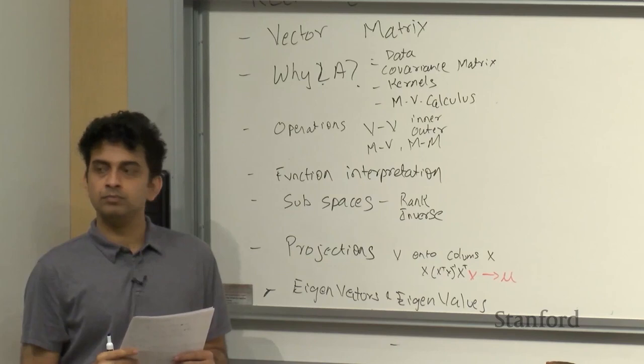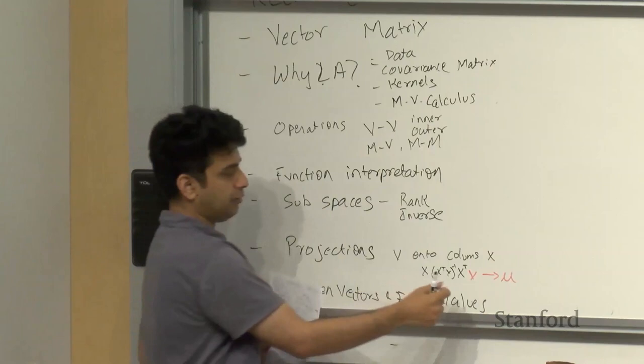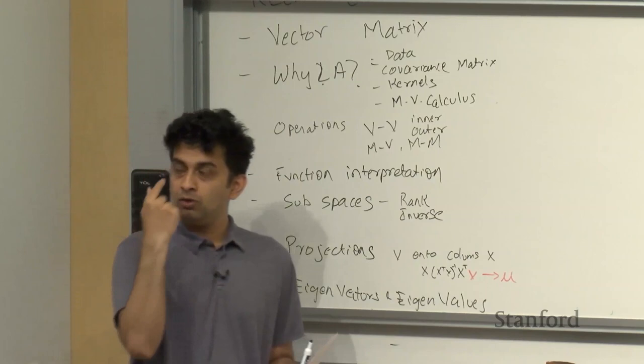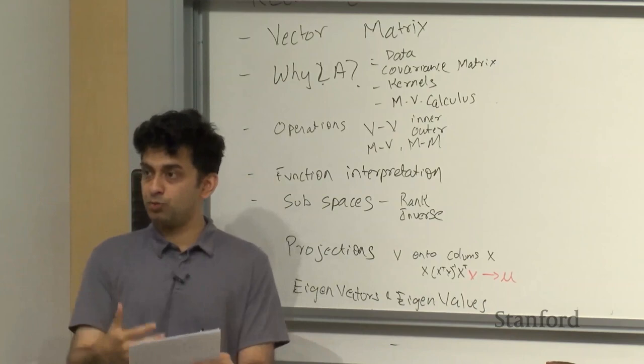So the question is, if I want to project V onto the subspace spanned by the columns of X, would it be different from what we would get if we were to project V onto the first column of X separately, the second column of X separately, the third column of X separately, and then sum those projections? The answer is no, they will not be the same.